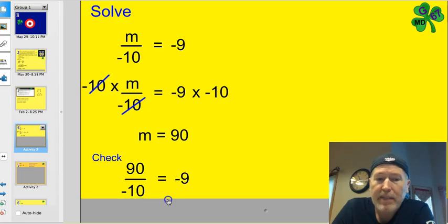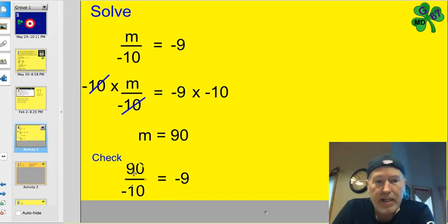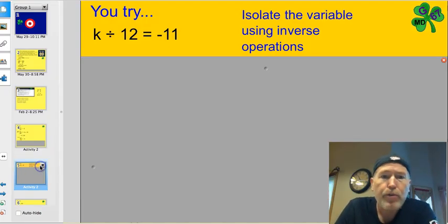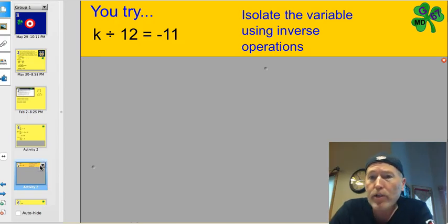Let's pop it in and see if it works. 90 divided by a -10 equals a -9. Sometimes I just do it this way. 90 divided by 10 is 9. I've got one negative symbol, so my answer has to be negative. That works too. All right, sometimes it's less complicated. Time for you to try a division equation. Go ahead. Don't forget to isolate the variable using those inverse operations.